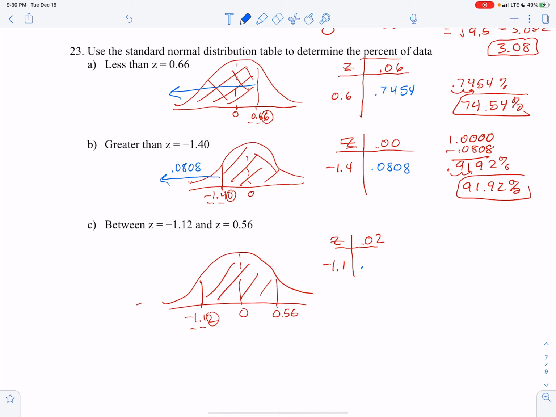From the table, I get 0.1314. Now, the area from the table measures the area just to the left of the z-score we just looked up. Now, if I look up that 0.56 on the positive side, under z, the whole number in the tenths, so 0.5. Now, hundredths, I'll find that across the top. And I get 0.7123. So that measures the area from the z-score we looked up to the left.